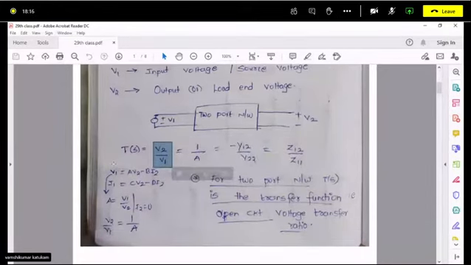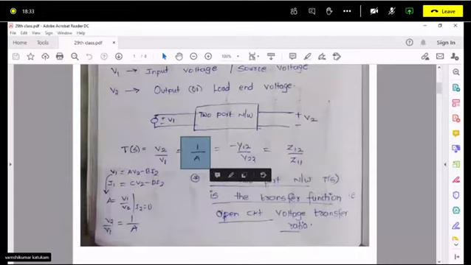So these are your ABCD parameters, and A is V1 upon V2 at I2 is 0, and V2 upon V1 is 1 by A. So what is the transfer function? 1 by A. Similarly, with the table given to you.